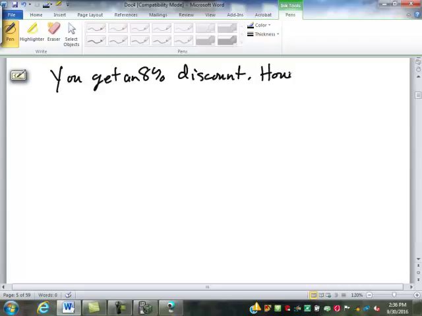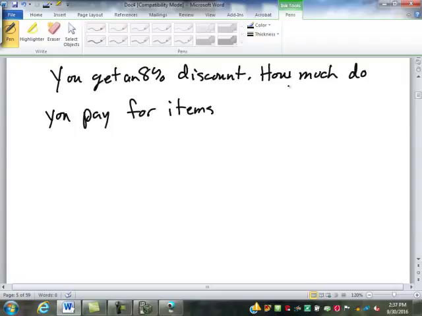So how much do you pay for items? We're going to say with a list price. By list price, we just mean what price is listed on there for every other customer coming in off the street. So what would you pay for items with a list price of $3,800?